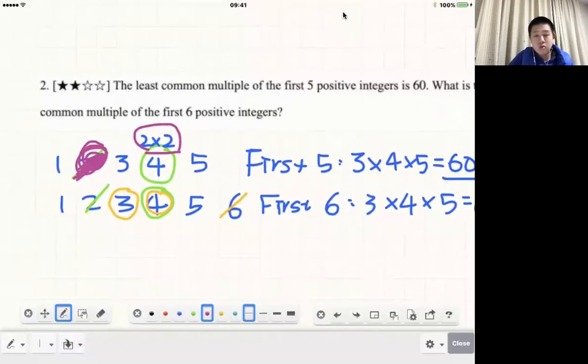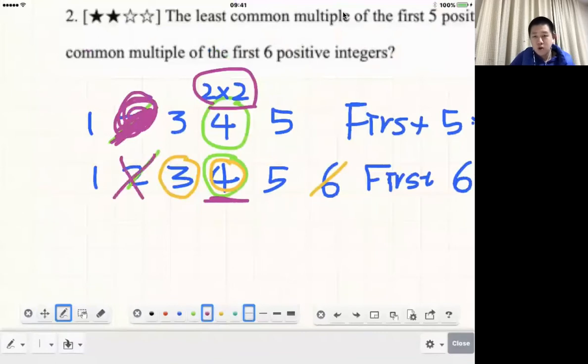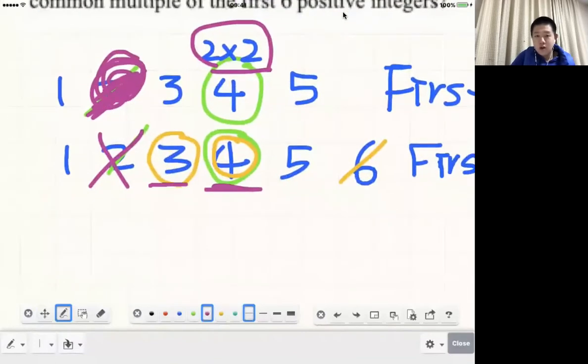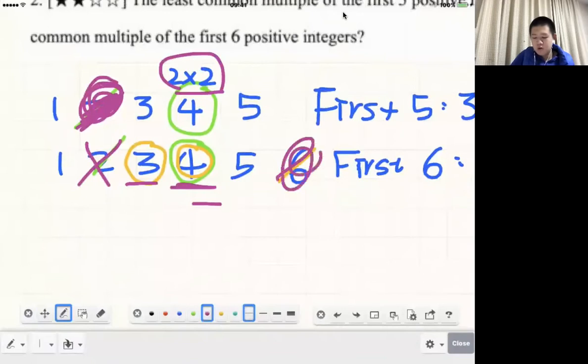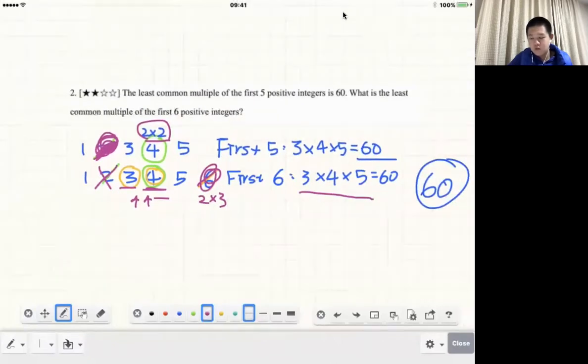And when you're going down to the second scenario, when you're having 2, 4, 5, 6, it's the same: when you're having 4, you do not need to multiply 2. And as you're already having 3 and 4, you don't need 6 anymore because 6 is 2 multiplied by 3, and you've already included 3 and 4 in this. So in this case, you will still multiply 3, 4, and 5 together, which gives you 60. This is the same as the common multiple of the first five positive integers.